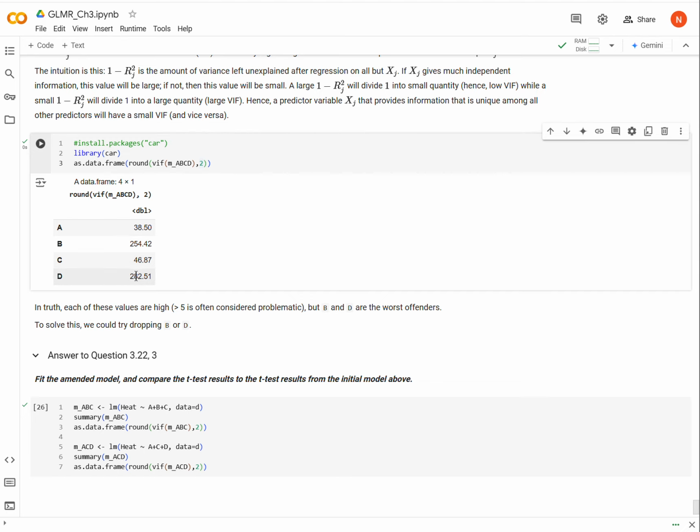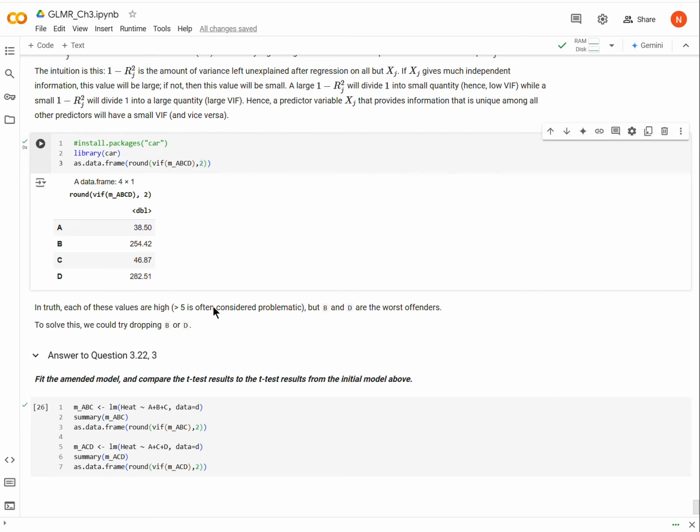Okay, so here are our VIF factors, our variance inflation factors for A, B, C, and D. Now in reality, each of these is pretty high. Once we get above 5, we're beginning to get a little bit concerned about multicollinearity, and they're all above 5 here. But sure enough, B and D have the highest values, and these are the predictor variables that seem to be most highly correlated.